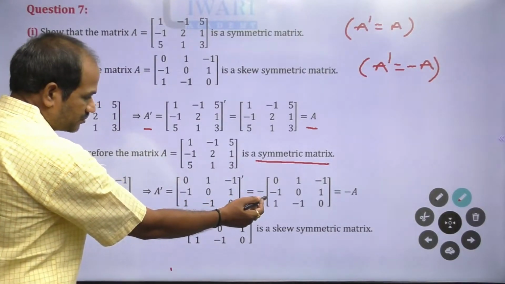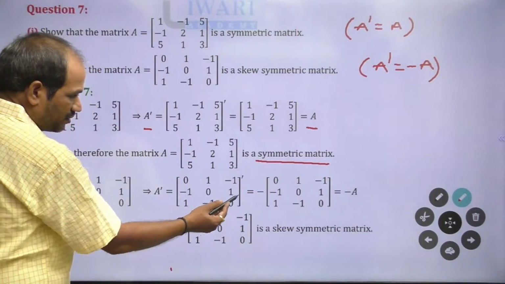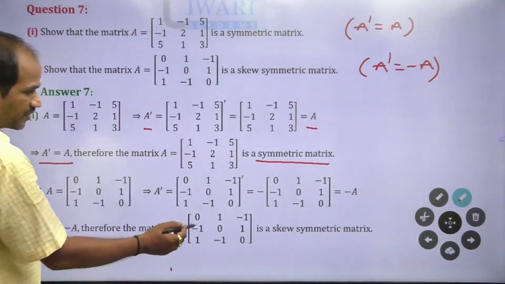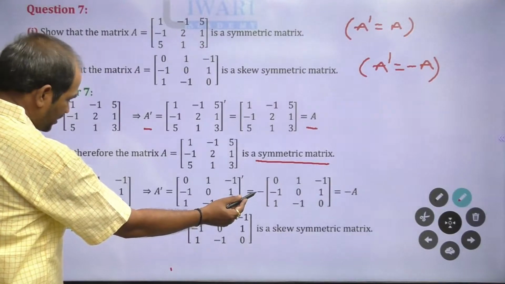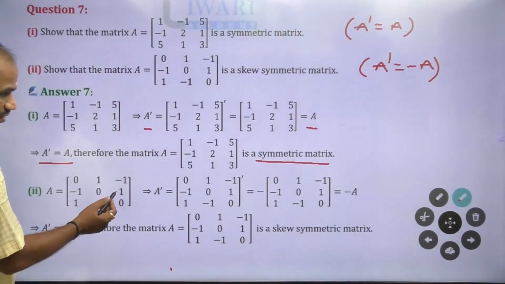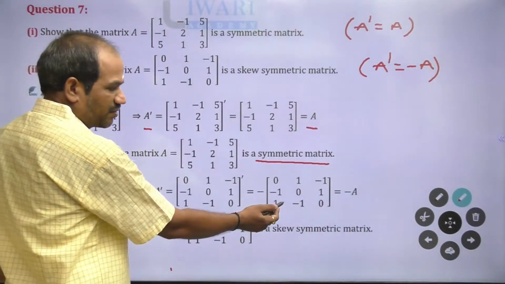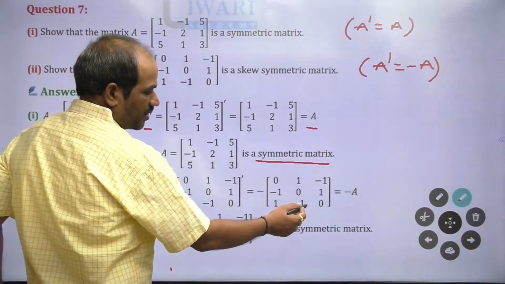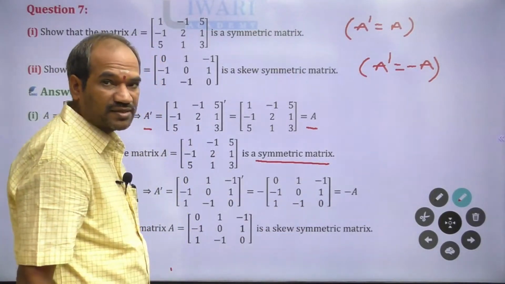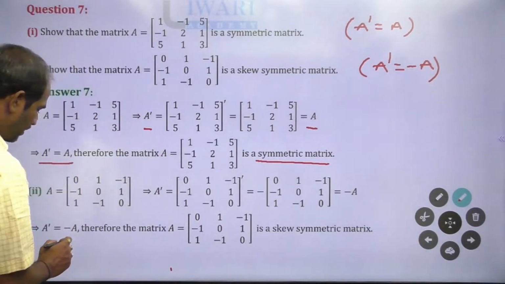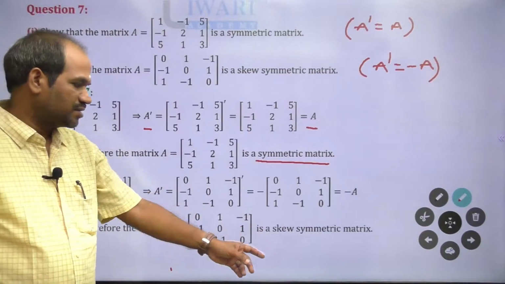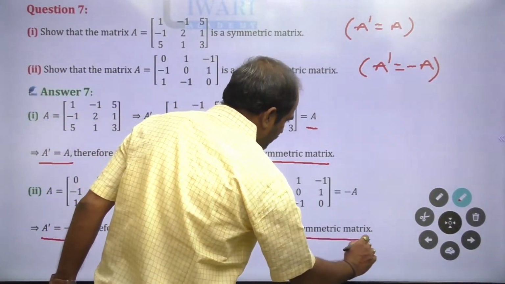In this matrix, minus is common. Taking it out, we get the matrix 0 1 minus 1, minus 1 0 1, 1 minus 1 0. This matrix is A, so we get minus A. So A dash is equal to minus A. Therefore, the matrix A is a skew symmetric matrix.